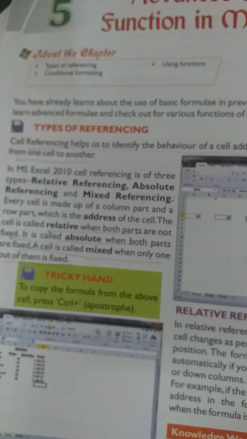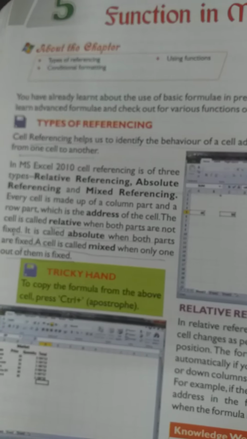Hello class 7 students. Chapter number 5, Advanced Formulae and Formatting in MS Excel 2010. We have discussed the types of referencing. There are three types of referencing: relative referencing, absolute referencing and mixed referencing.